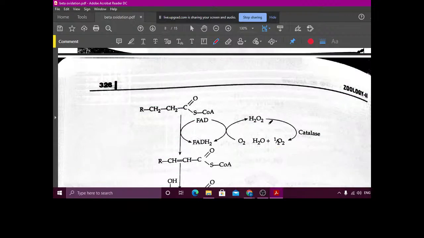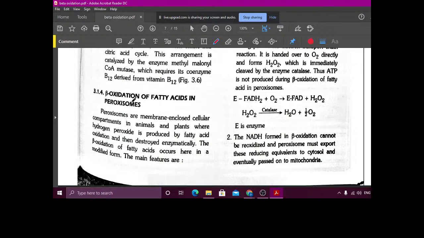What happens in peroxisomes? So what are peroxisomes? Peroxisomes are membrane enclosed cellular compartments in animals and plants where hydrogen peroxide is produced by fatty acid oxidation and then destroyed enzymatically. The beta oxidation of fatty acid occurs here in a modified form.